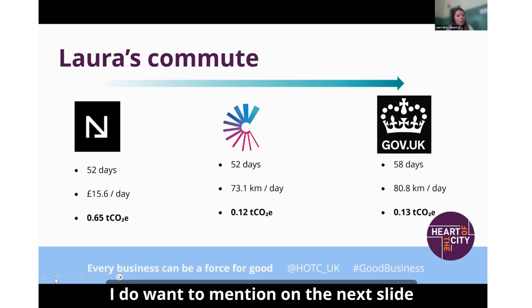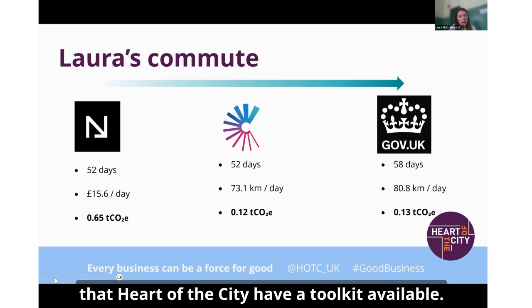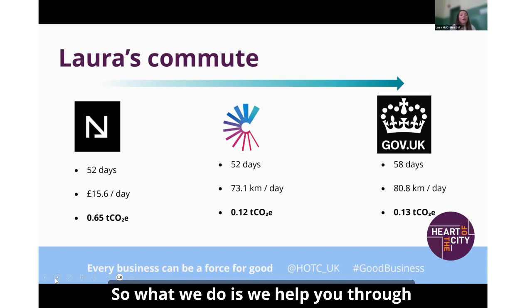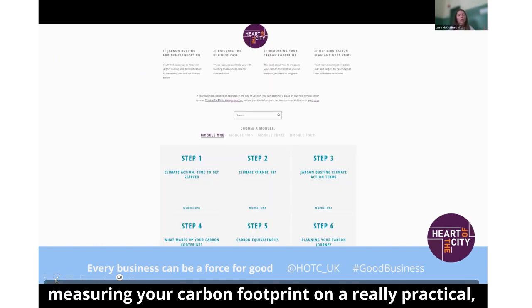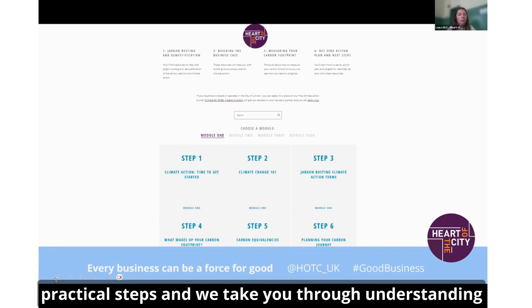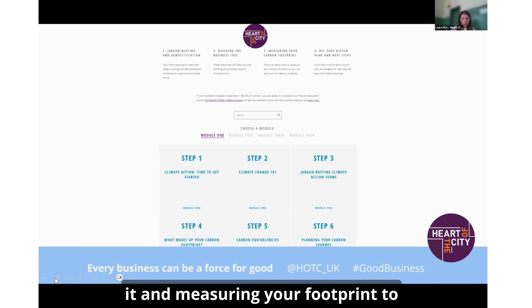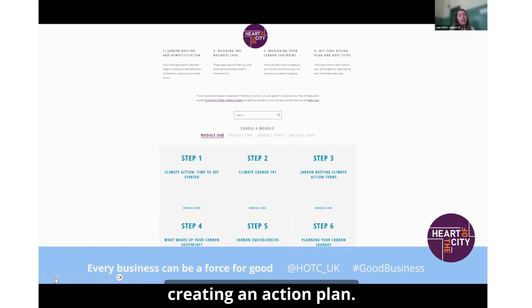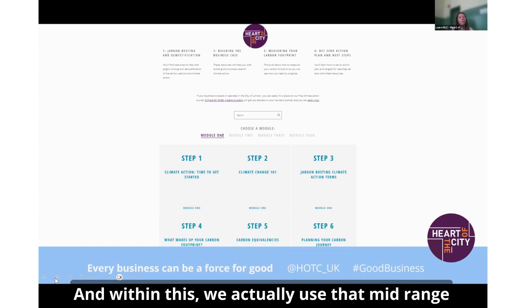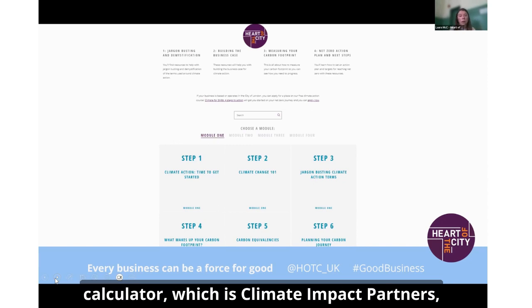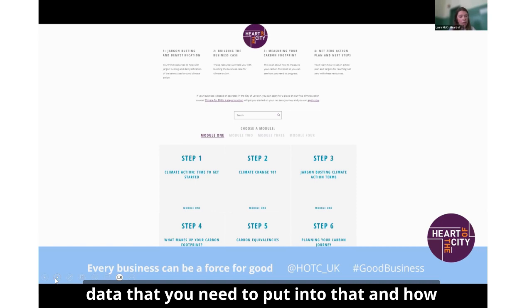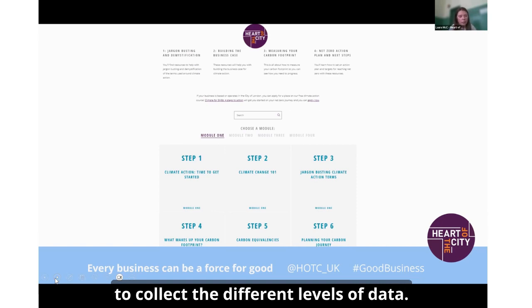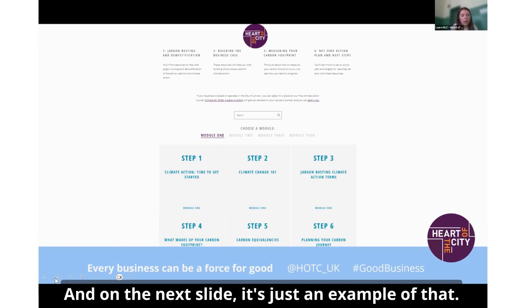I do want to mention on the next slide that Heart of the City have a toolkit available. So what we do is we help you through measuring your carbon footprint in really practical steps, and we take you through understanding it and measuring your footprint to creating an action plan. And within this, we actually use that mid-range calculator, which is Climate Impact Partners, and help you understand the data that you need to put into that and how to collect the different levels of data. And on the next slide, it's just an example of that.